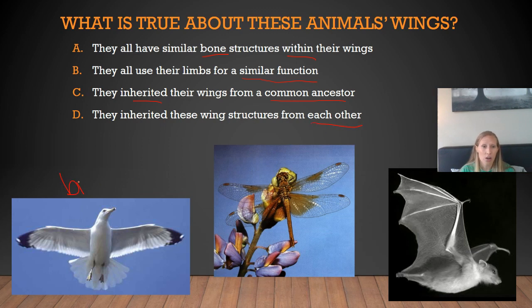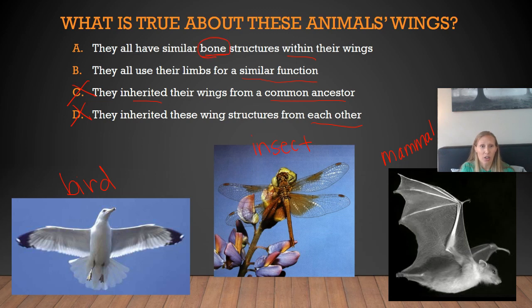So here we have a seagull, which is a bird. Here is a dragonfly, which is an insect. And here is a bat, which is a mammal. So first, let's think, are they closely related? They're not closely related, okay? So they're not going to have inherited these features from a common ancestor. They didn't inherit wings from each other.